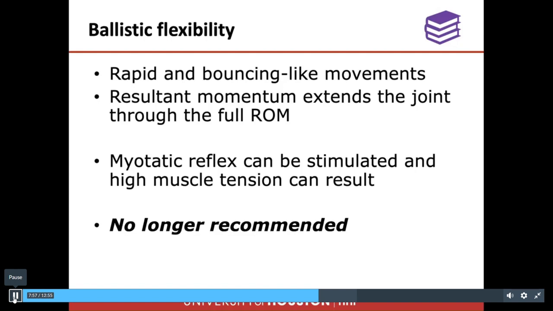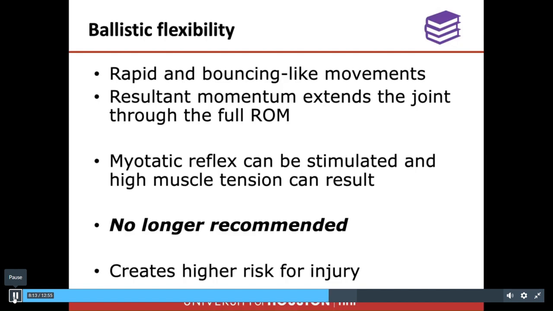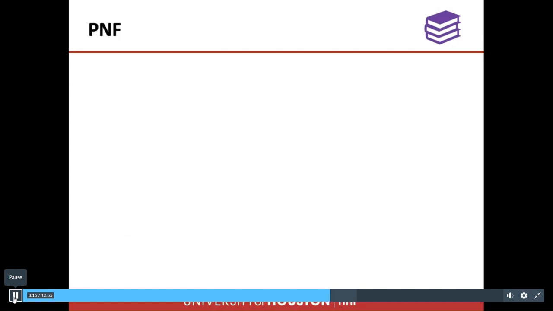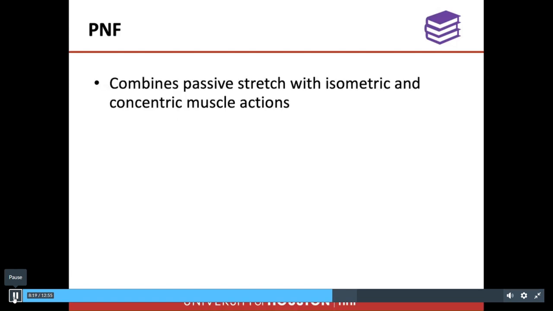There are flexibility exercises that occur through joint movement. Those are usually dynamic stretches, which we'll talk about in a few slides. The reason we don't recommend ballistic is because the high muscle tension creates a higher risk for injury. We want our flexibility training to decrease risk for injury, not increase it.